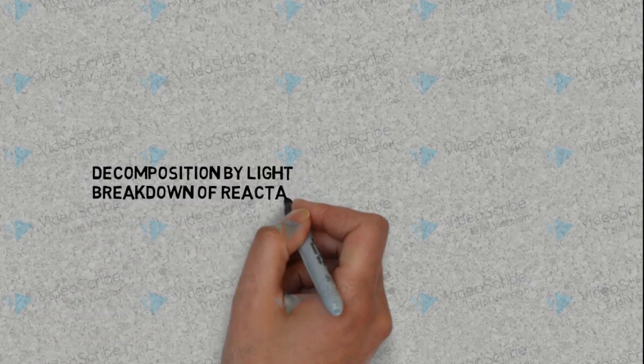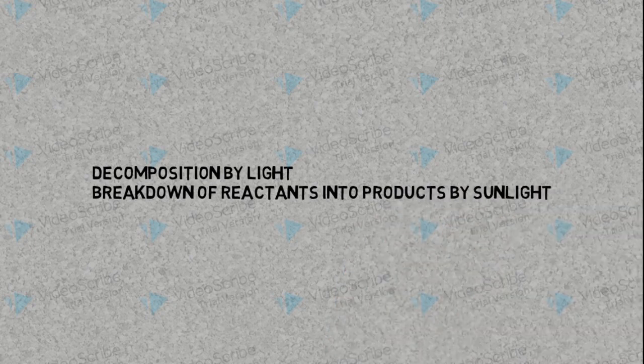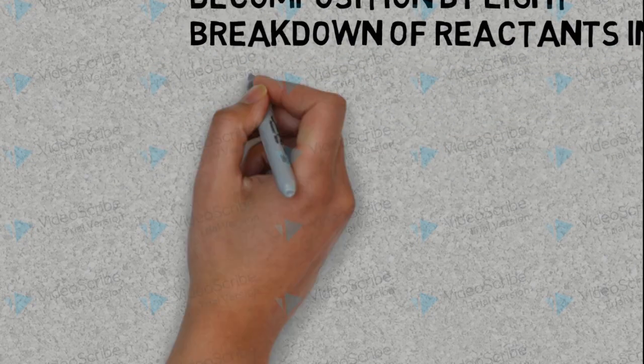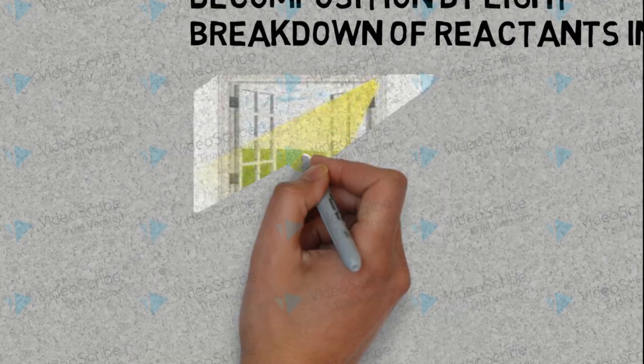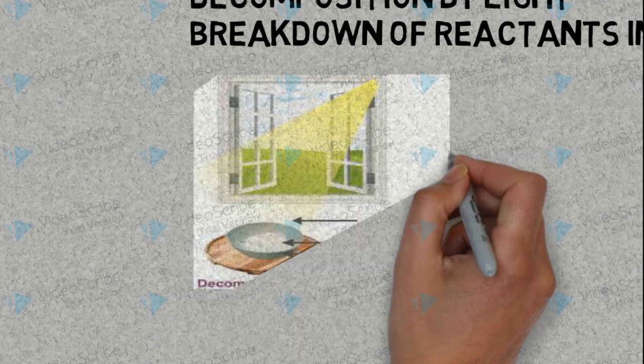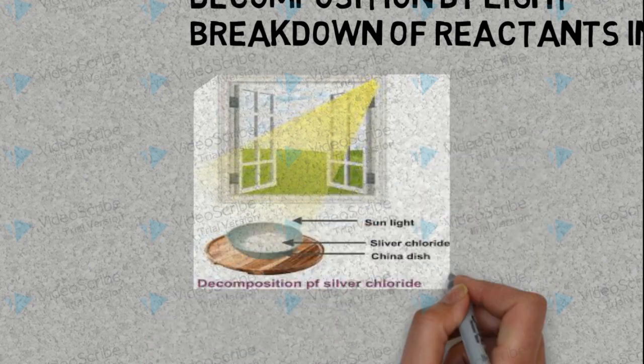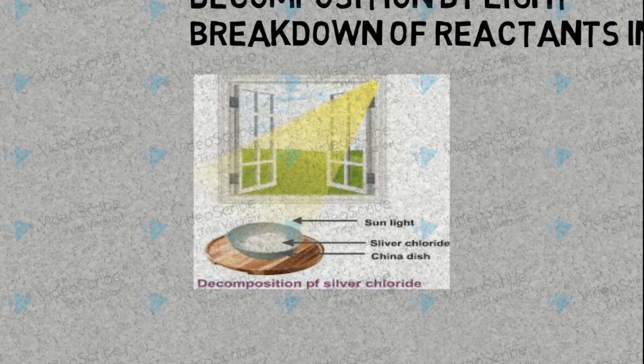Decomposition by light. Breakdown of reactants into products by sunlight is called decomposition by light. So sunlight is used here for decomposition. Let's take an example. Take a china dish and add silver chloride into it. Silver chloride is of white color, as you can see here. Put it into sunlight for some time.